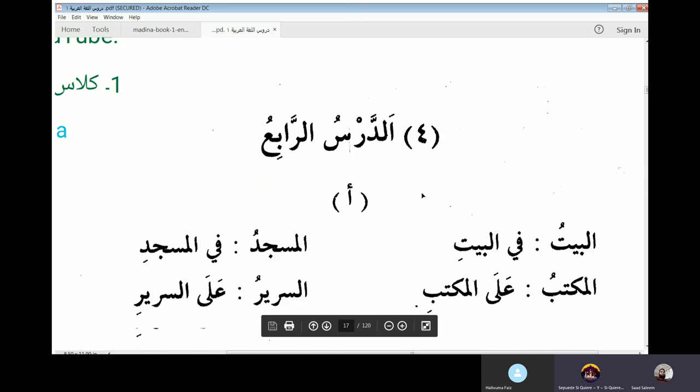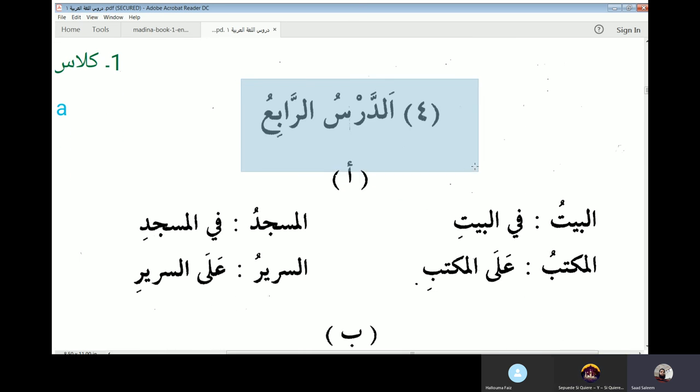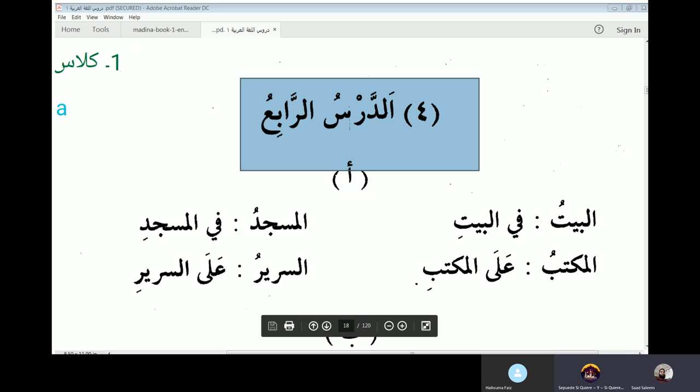On the next page, we have Ardasu Rabi. Inshallah, we'll start it next time. Will you take class tomorrow?